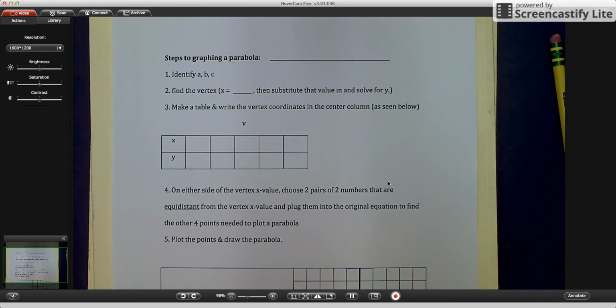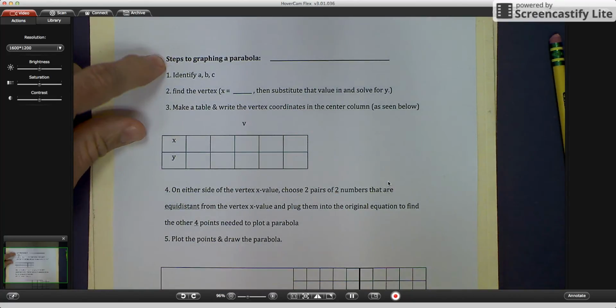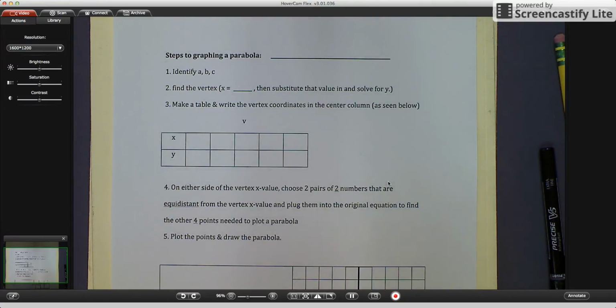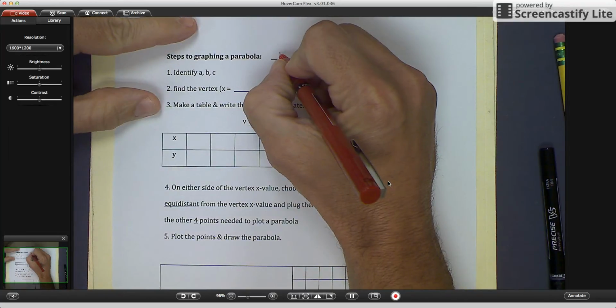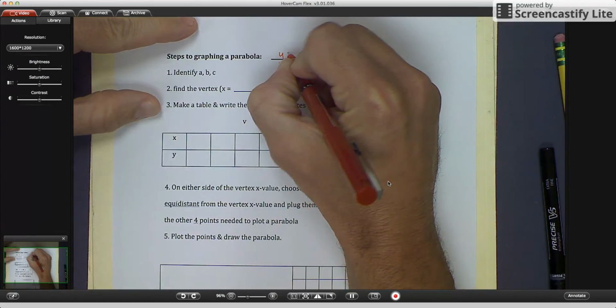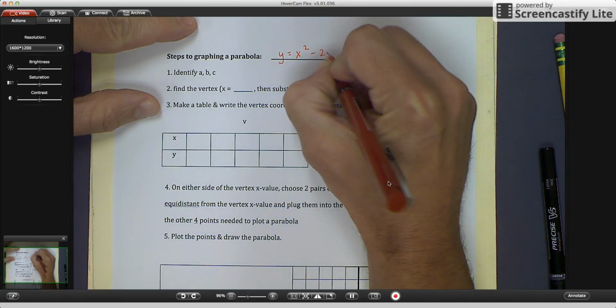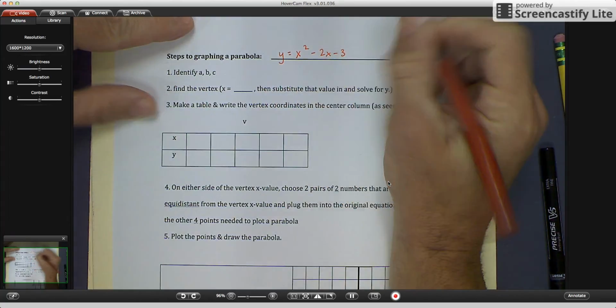Okay, so we're going to go over the steps to graphing a parabola. A parabola is a curve, and make sure that you listen to the video just as well as writing the information down, because listening to it is going to increase your retention. So first things first, we need to start with an equation that will create a parabola. It's a quadratic equation, and we're going to start with y equals x squared minus 2x minus 3.